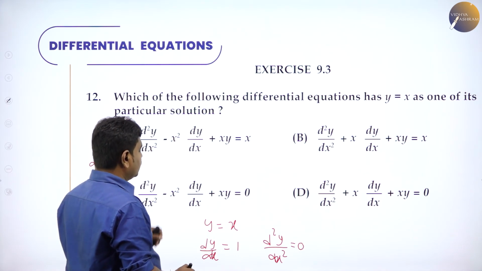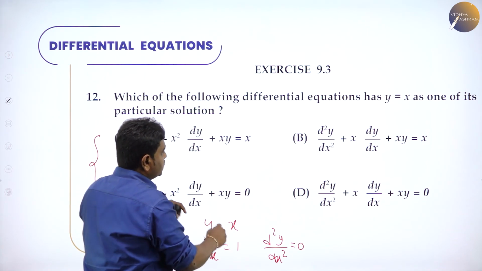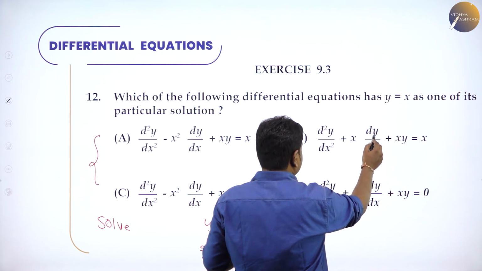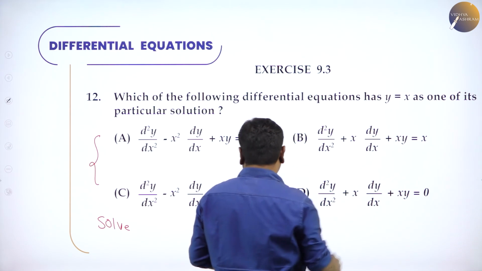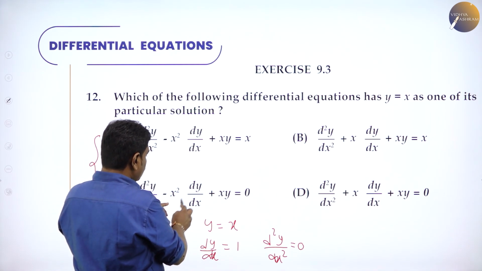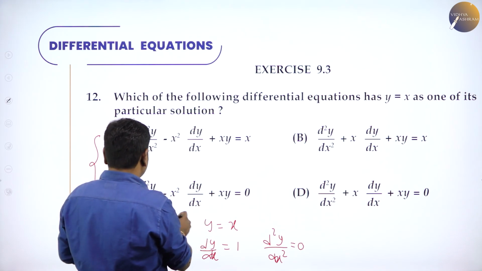So substitute in this. If I put this as 0, this is 1 minus x square, so this fails. This is 0, x into dy by dx, dy by dx is 1, x into 1 plus xy. This also fails. Now substitute. This is 0 minus x square into 1 plus x into y. Y is what? x square. Minus x square. See, substitute in this.